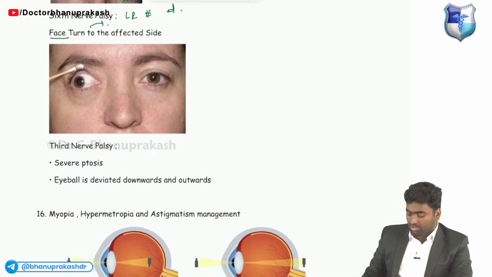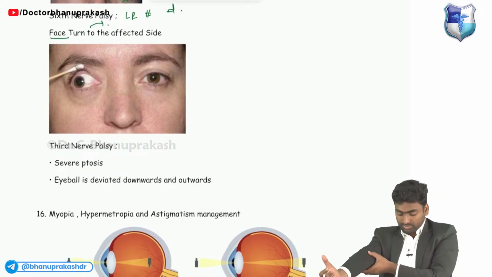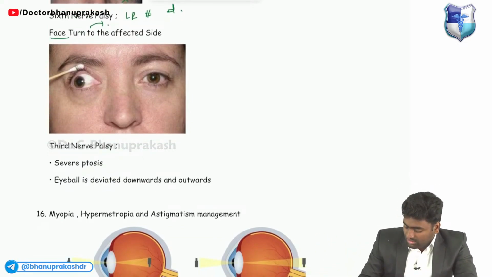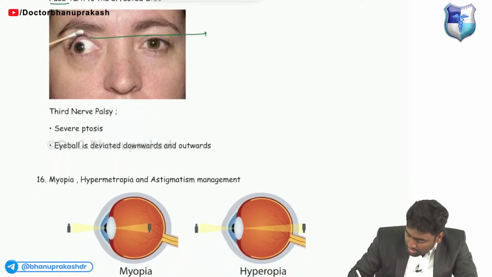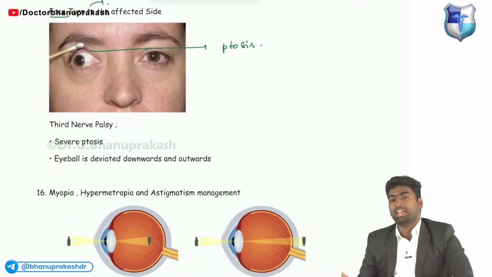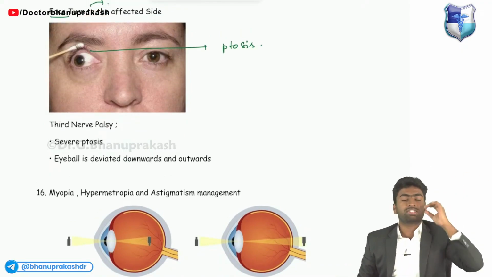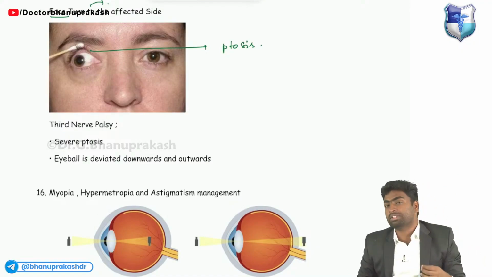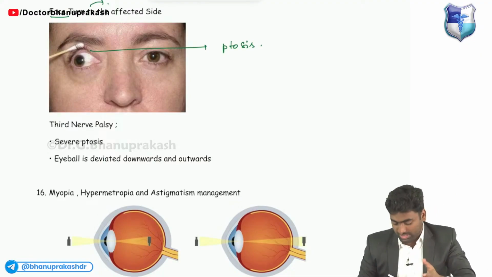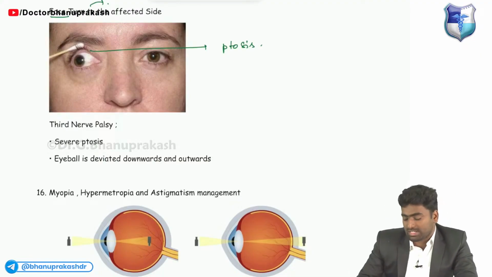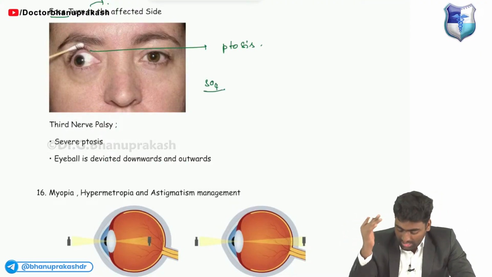Whereas in a case of third nerve palsy, there will be features of what is known as ptosis. Okay, there will be features of ptosis. Why? Because the third nerve will supply the levator palpebrae superioris. So it will supply the levator palpebrae superioris. That's why there is a manifestation of ptosis. Fine, and it will supply all the muscles except SO4. So it will be manifesting as eye in and face out, eye in and face out.